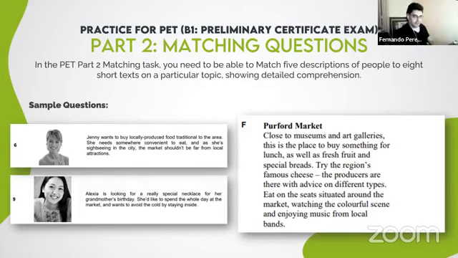Mitch, help us with Alexia. Yes. Alexia is looking for a really special necklace for her grandmother's birthday. She'd like to spend the whole day at the market and wants to avoid the cold by staying inside.